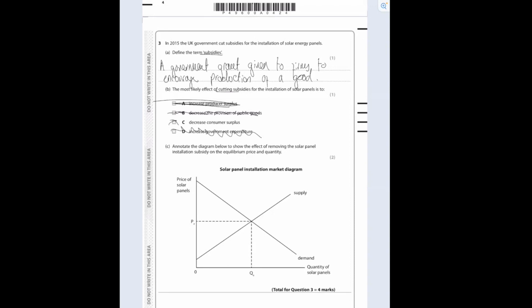And that makes sense because if you give subsidies, as we'll see here, it should encourage the production of it. But hold on, it says annotate the diagram to show the effect of removing the solar panel installation subsidy on the equilibrium price and quantity. So if I imagine this as S1, you can think about it from the demand side, the household side, but I'm going to think about it from the firm side. So if I cut the subsidies, then the supply curve is going to shift in like so. And I'm going to have S2 there.